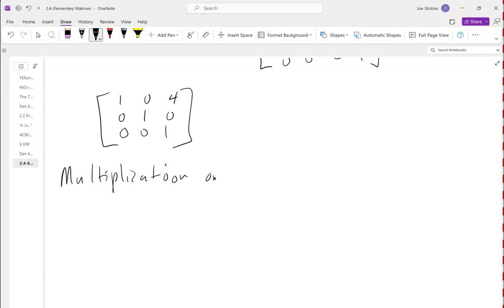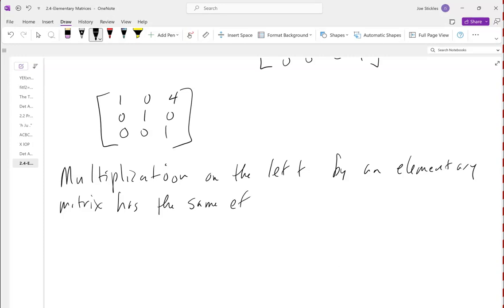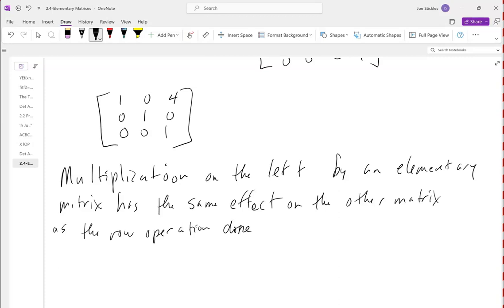Multiplication on the left by an elementary matrix has the same effect on the other matrix as the row operation done to the elementary matrix. Or done to get the elementary matrix. I'm not saying it very well as far as English goes.